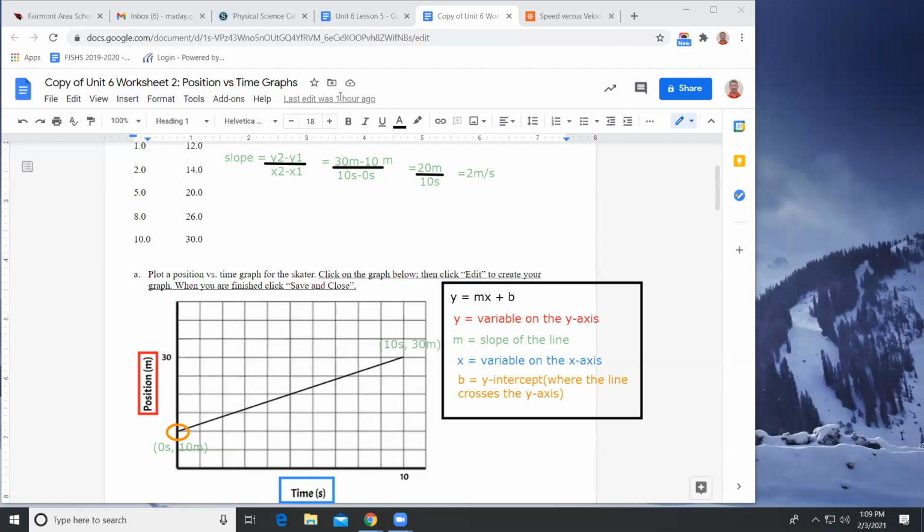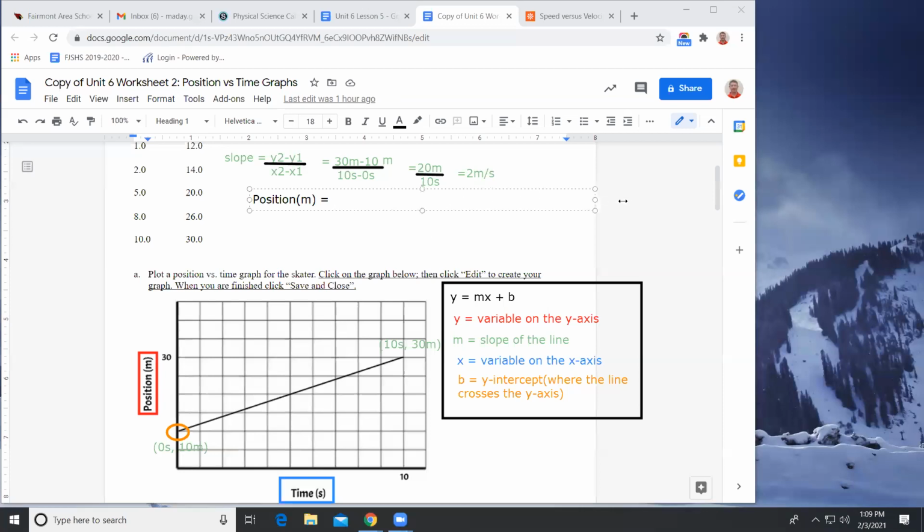So my line, remember, it's always going to start off, my first part here is the y. So we're looking at the variable on the y-axis. Remember, the key thing is we write out the entire variable. So here I'd say position in meters is equal to.